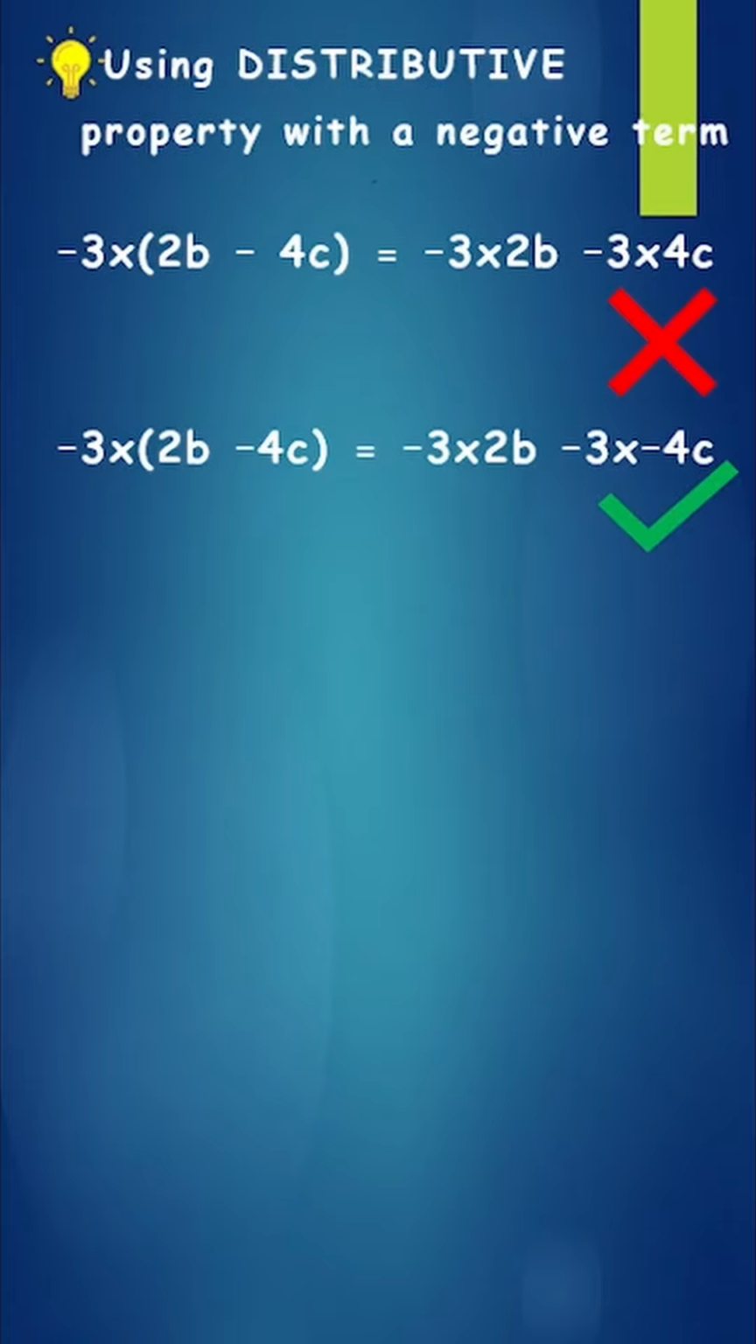Another shortcut method or direct method of doing the same thing is whenever a negative value is multiplied inside the bracket, the sign of the terms inside the bracket changes in the result. For example, here minus 3 times positive 2b becomes a negative value, and minus 3 times minus 4c, because here minus and minus is getting multiplied, this becomes a positive value. So when a minus value is multiplied inside the bracket, the sign of each term inside the bracket is changed.